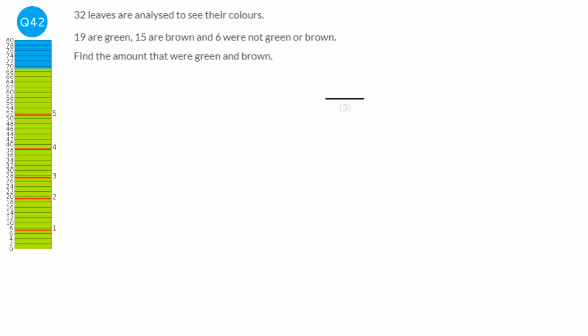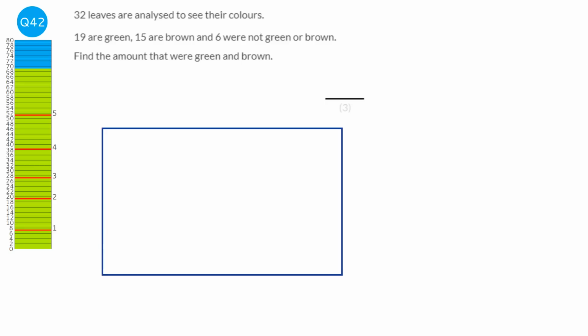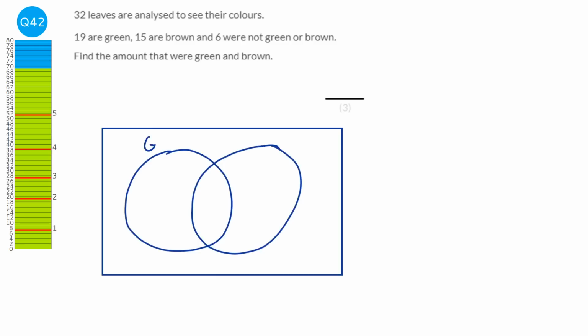We don't have to for this question, but it might be helpful to draw a Venn diagram for this. And we've got green and brown leaves, so we'll have green on the left and brown on the right. So green and brown. And we're told that there are 19 green and 15 brown and 6 that were not green or brown. So the only number we can put in is the 6 on the outside of the Venn diagram.